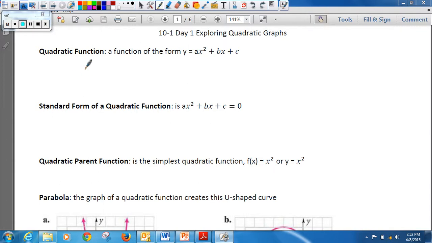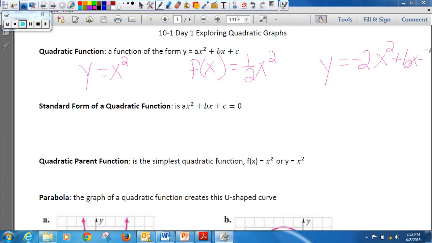So some examples of a quadratic function are y equals x squared. Another one would be f of x equals 1/2 x squared, because remember you could use f of x in the place of y and it means the same thing. And the final example would be y equals negative 2x squared plus 6x minus 7.